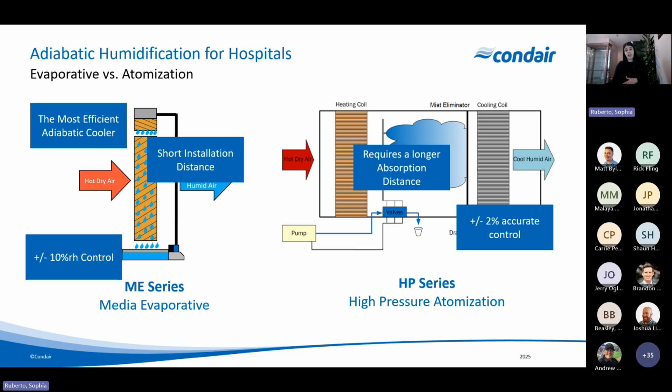So our first technology that would be used in hospitals is high pressure atomization, or what we call the HP series. Essentially what we're doing is pressurizing water to 1,000 PSI and then forcing it through nozzles with very, very small orifices to get a mist.